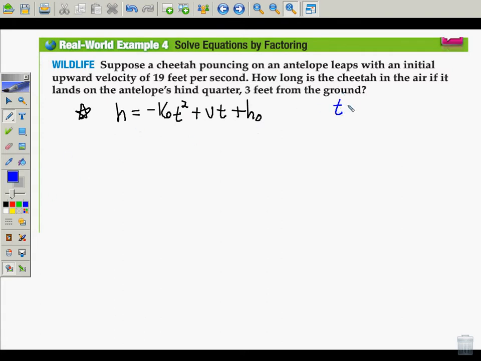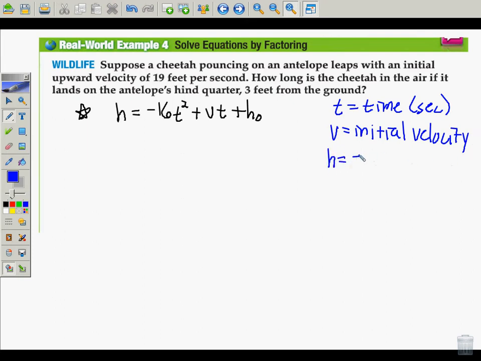T is your time, and that's usually in seconds. Okay, V is your initial velocity. And then h is your ending height, or whatever height you're actually looking for. And then h sub 0 is your initial height.